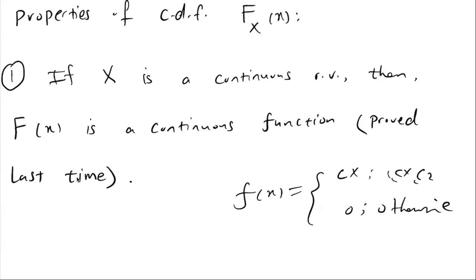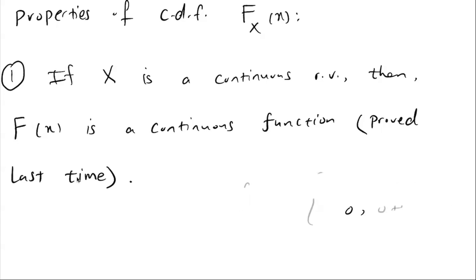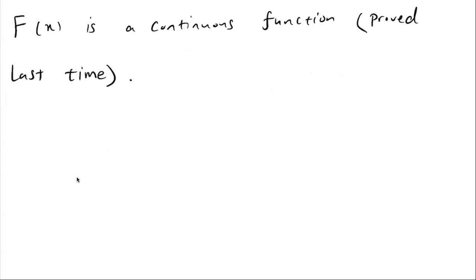So if we have a continuous random variable, the PDF may or may not be continuous, but the CDF is always continuous. So this is one important property of the CDF that we saw last time. Let's look at more properties for the CDF.